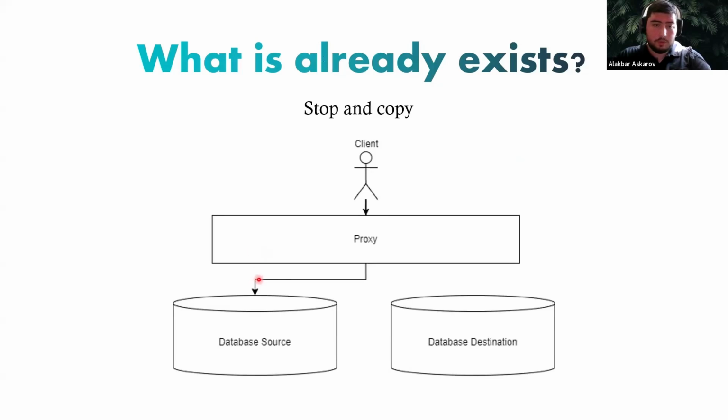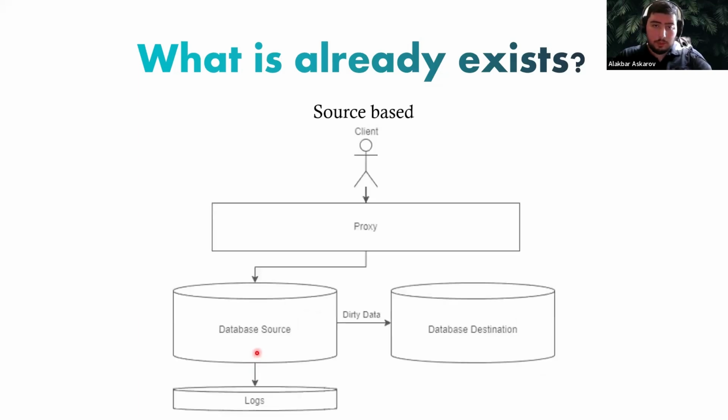So what migration types do we already have? We have stop and copy. Basically, you have a client sending a request to some proxy server, and they're taking data from your source database. Then you stop all requests from the client, copy your whole database to the new destination, and redirect your requests to this destination database, and discard the previous one.